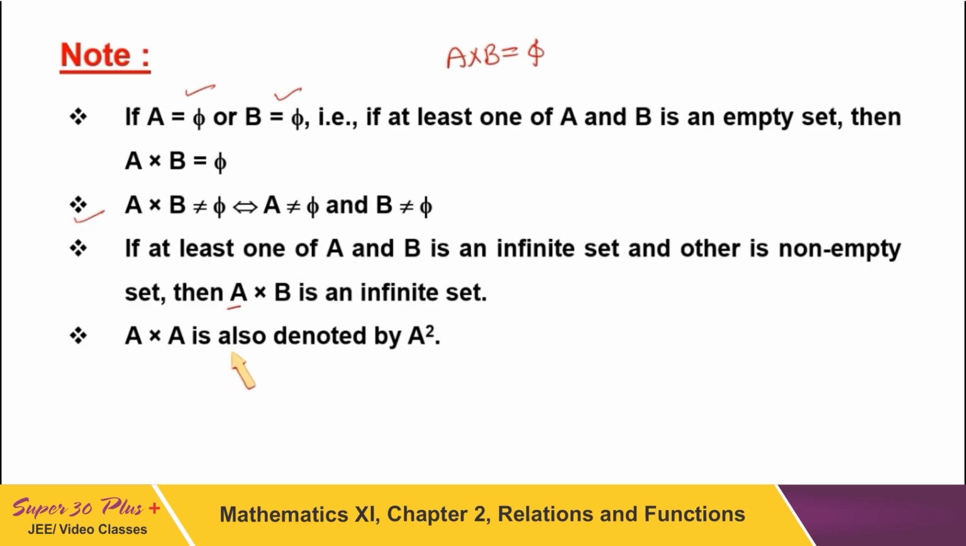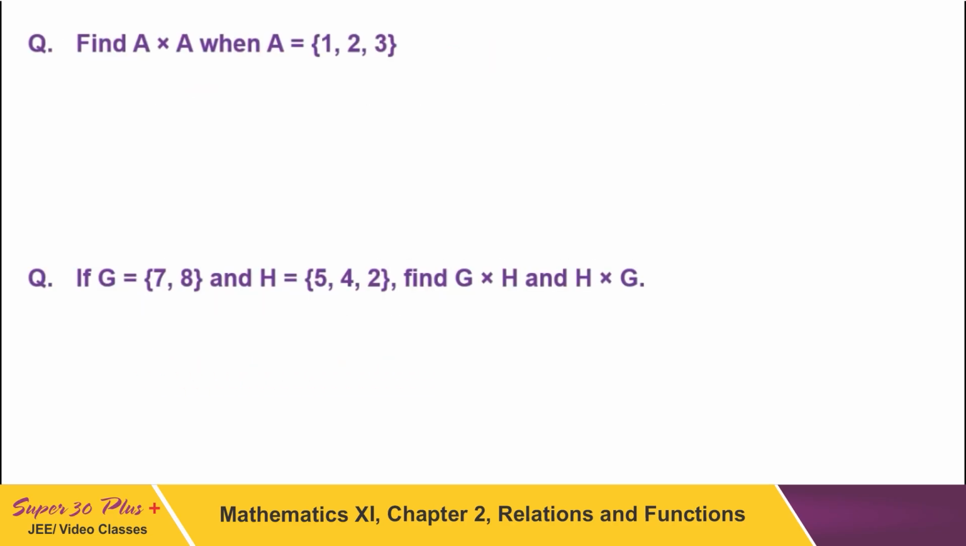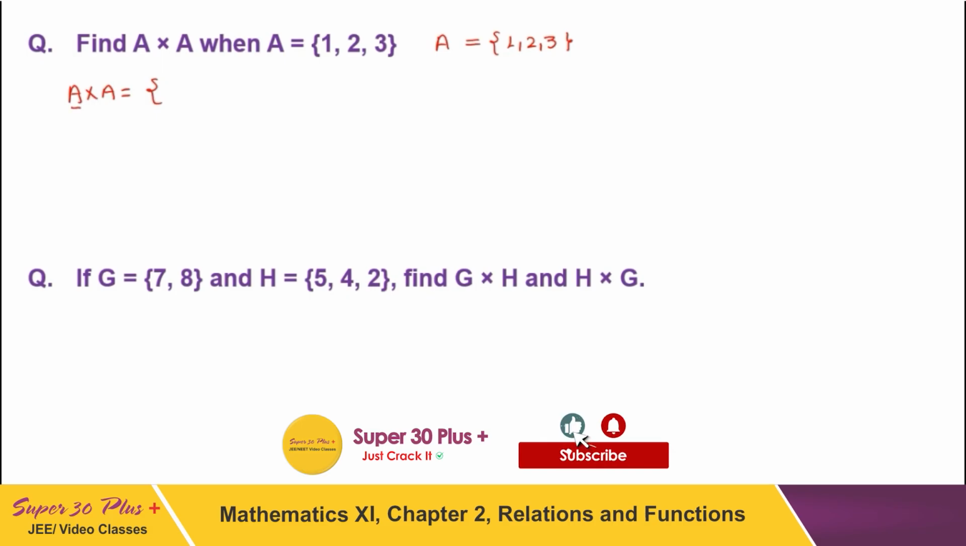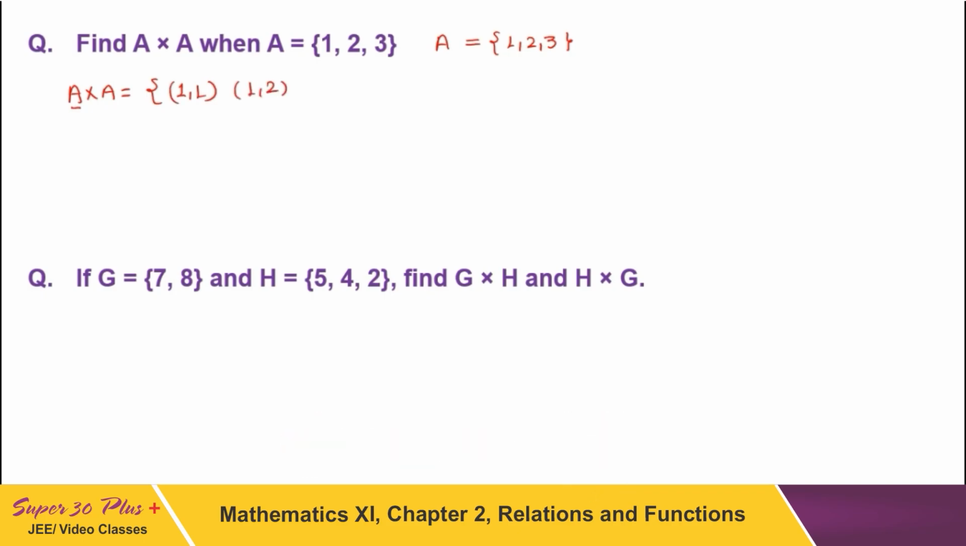Students, A cross A is also denoted by A square. One example is here. We have to find A cross A when A is given. Let me write A here. It is {1, 2, 3}. Now what is A cross A? A cross A is the set of ordered pairs such that the first element comes from the set A and the second also comes from the set A. Means it is (1,1), (1,2), (1,3), then (2,1), (2,2), (2,3), then (3,1), (3,2), (3,3). This is A cross A.